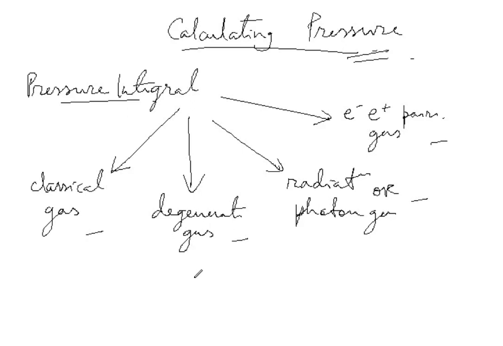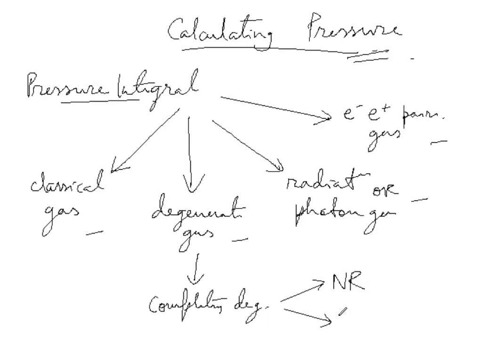Again, when I talk about degenerate gas, we will be talking about completely degenerate gas, and there you will see that we will talk about the non-relativistic case and also the ultra-relativistic or extreme relativistic case, both of them. There is another part as well, which is the partially degenerate gas. That one I will not cover in today's lecture, maybe afterwards we will talk about it. So this is my plan for today. Okay, fine. So let's start with the derivation for the pressure integral.